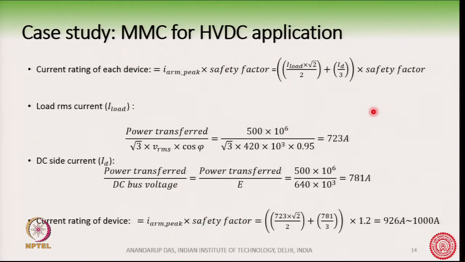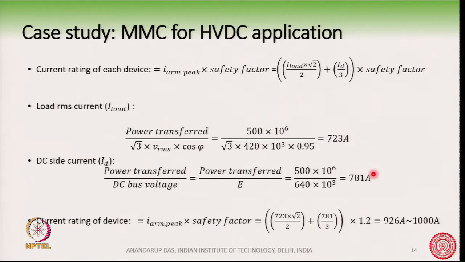How much is the RMS load current? If we are transferring power of 500 megawatt, we can use this formula and get about 723 ampere. So, we can say about 750 ampere is the load current. And what is the DC side current? The DC side current is the power transferred divided by E, which gives 781 ampere.